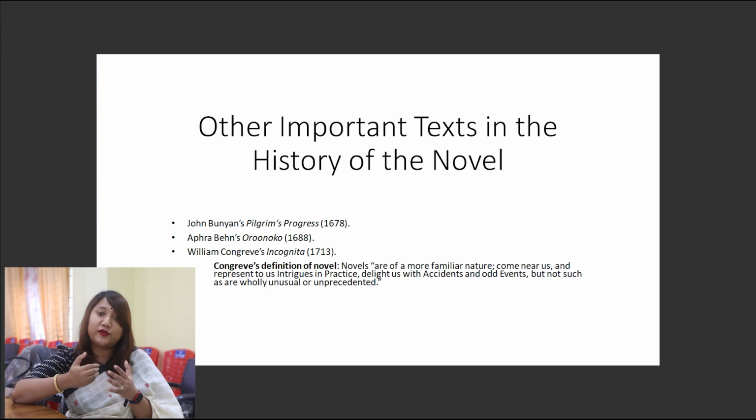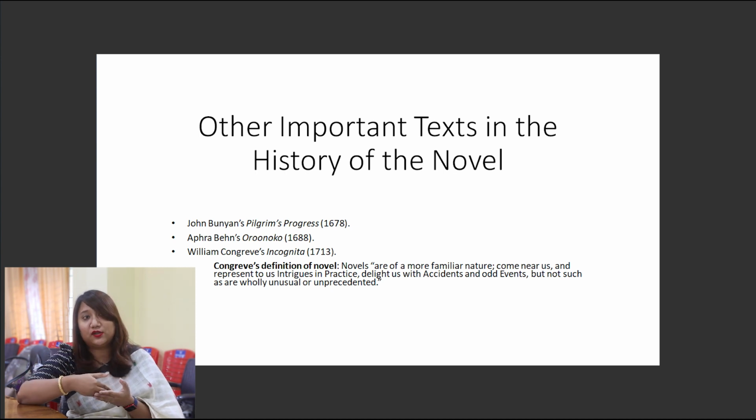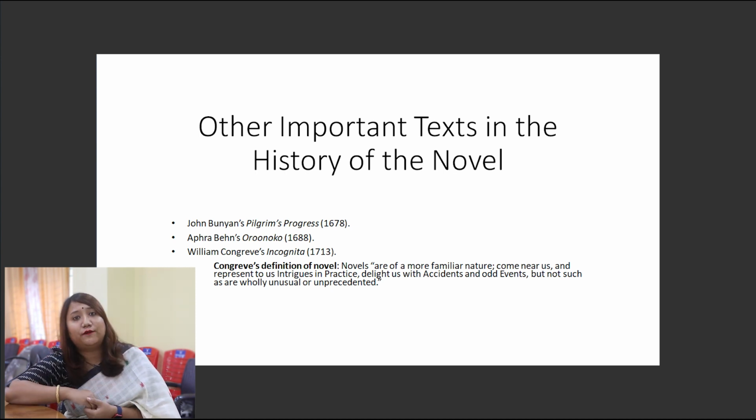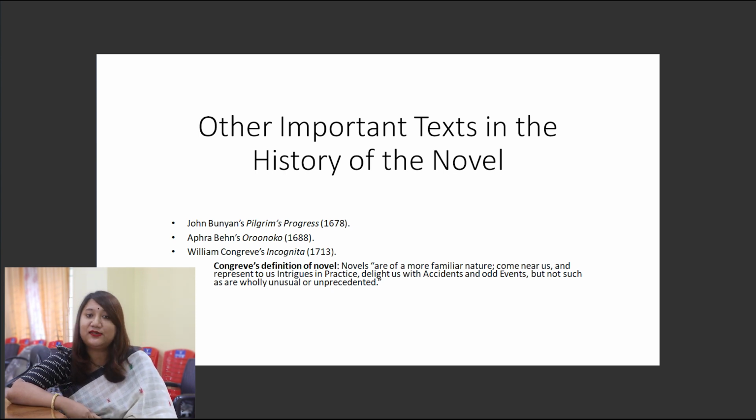In fact, in Incognita, you have Congreve giving a definition of novel. So going by Congreve's definition of the novel, novels are of a more familiar nature. They come near us and represent to us intrigues in practice, delight us with accidents and odd events, but not such as are wholly unusual or unprecedented. So, novels are familiar narratives. They deal with events which are more or less relatable to us.